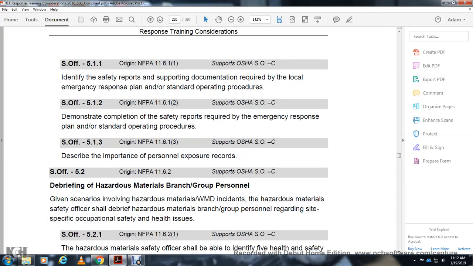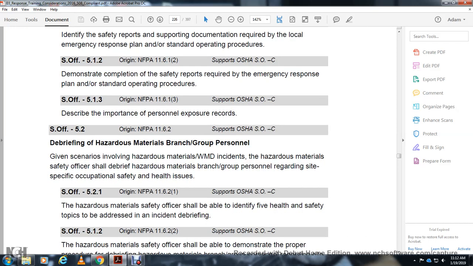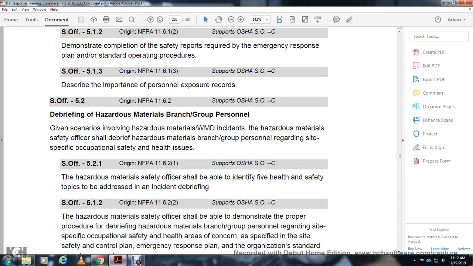Debriefing hazmat branch or group personnel. Given a scenario involving a hazmat weapon of mass destruction incident, the hazmat safety officer debriefs the hazmat branch or group personnel regarding site-specific occupational safety and health issues. The hazmat safety officer shall identify the health and safety topics from the incident and be able to demonstrate the proper procedure for briefing.